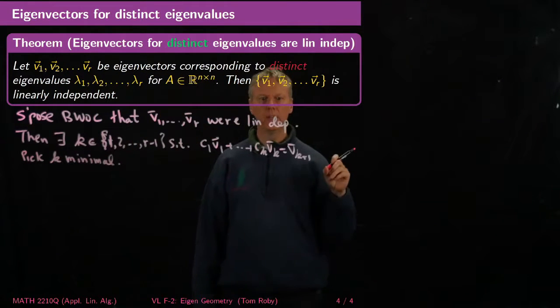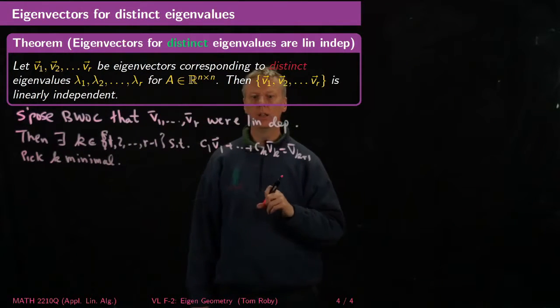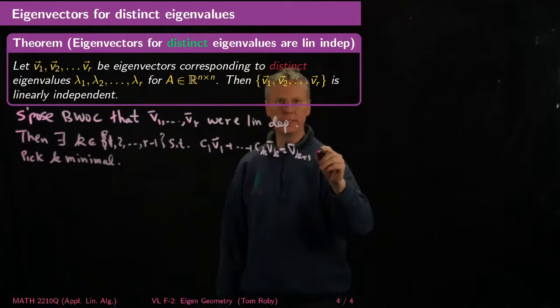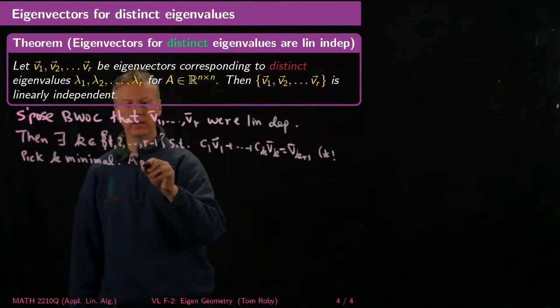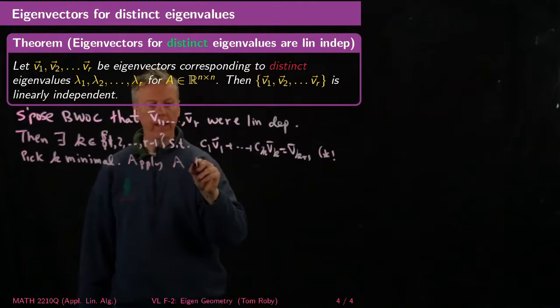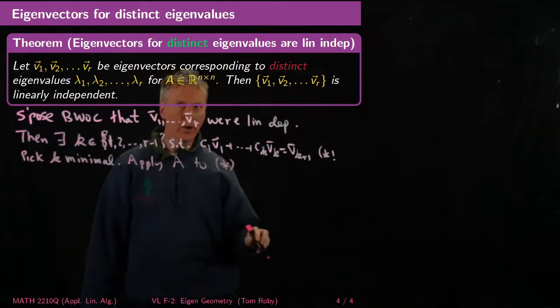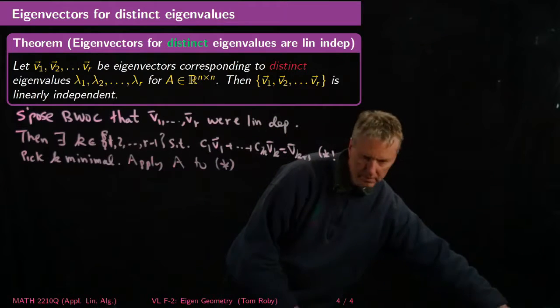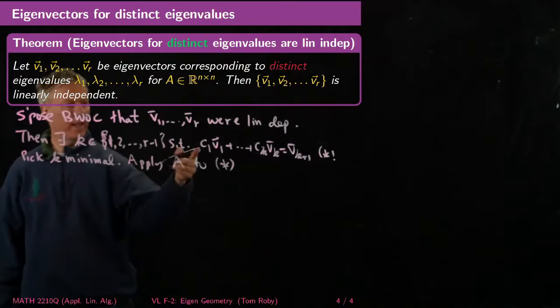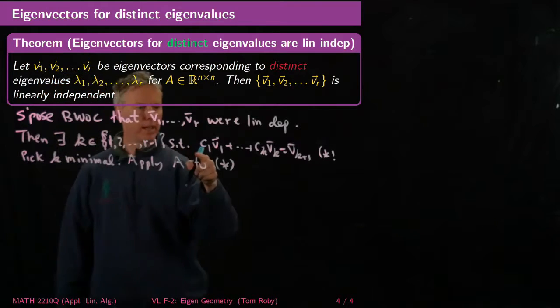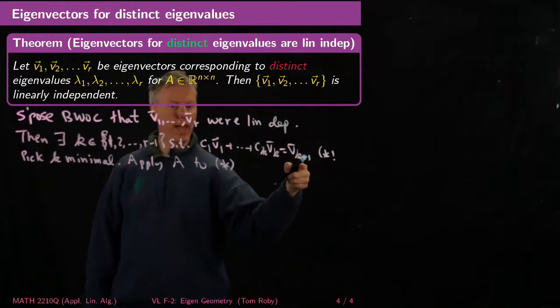All right. Now, let's apply A. I'm going to call this equation star. So let's apply A to star, and what do we get? I always like using different colors, so here we go. If we apply A to star, then we get A times this equals that, right?